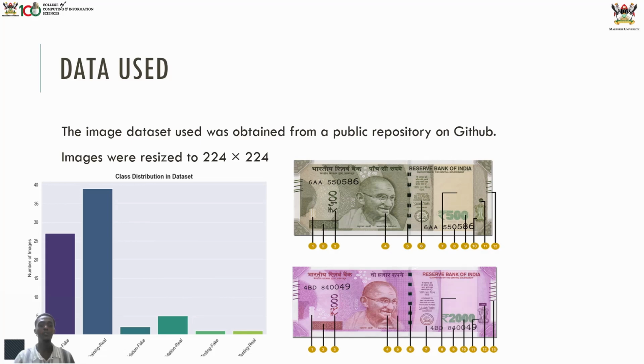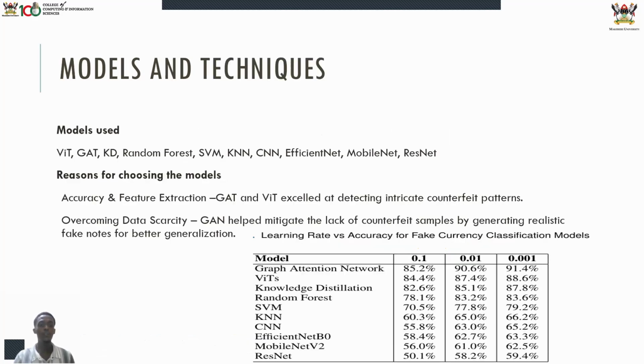Then the dataset we used, it was a public dataset. Those are the images, 500 and also the 2000 denomination. That distribution shows the number of images in each folder. Then the models and techniques, we deployed quite a number of models. You could see them on the screen, the ViT and all of them. The reasons for choosing the models were because of accuracy and also feature extraction. Then also overcoming data scarcity where to deploy, develop again.